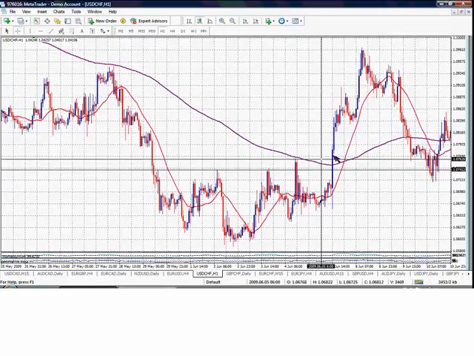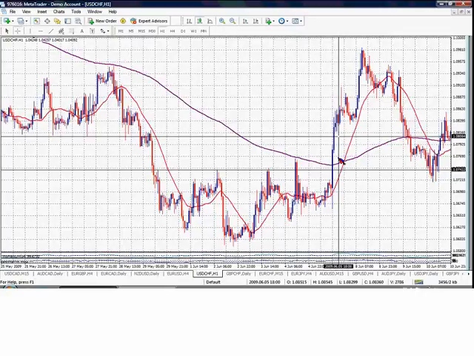I pay too much attention to the resistance and supports, and I place my stops under them, or above them, regarding where the figure is.